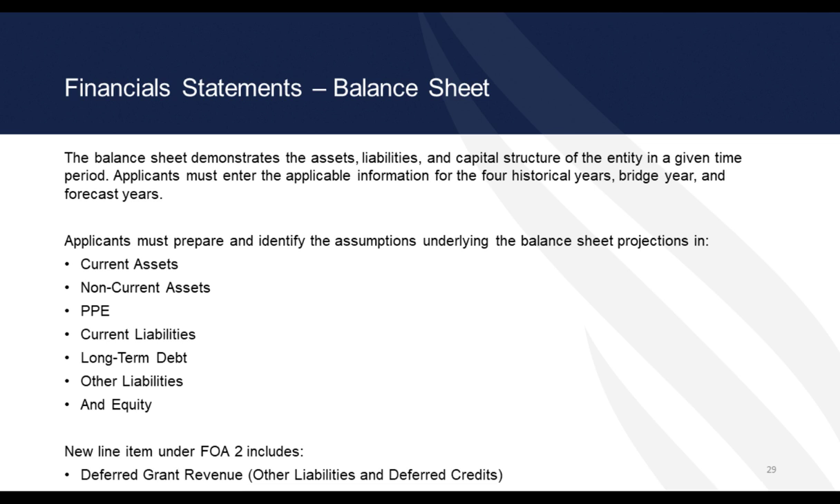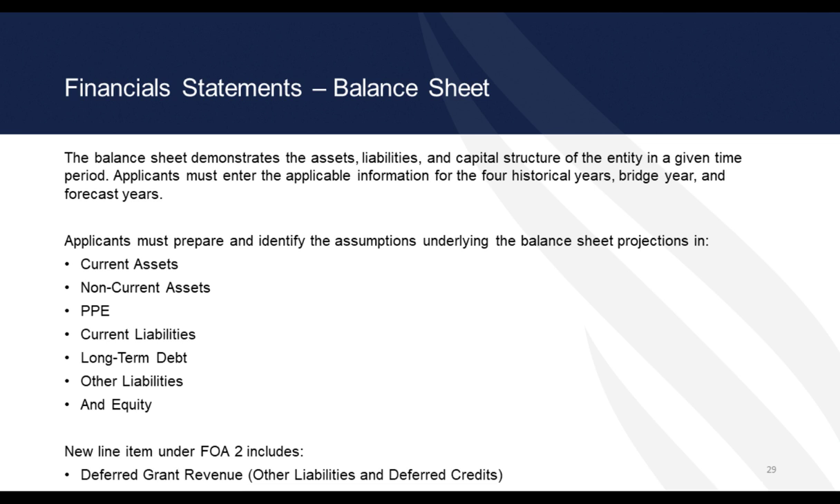Next, I'll discuss the balance sheet. Applicants' balance sheets demonstrate the assets, liabilities, and capital structure of the entity in a given time period. The balance sheet will be reviewed by USDA in order to evaluate historical trends in the corporate and capital structures and provide snapshots on how they are expected to change over the course of the build-out period.